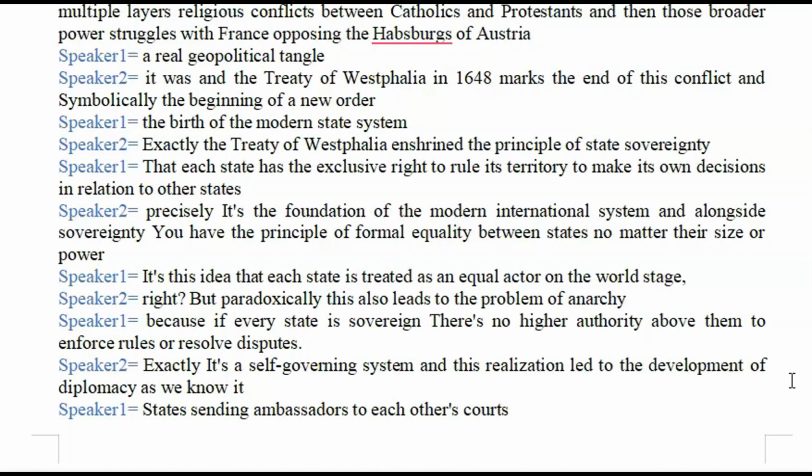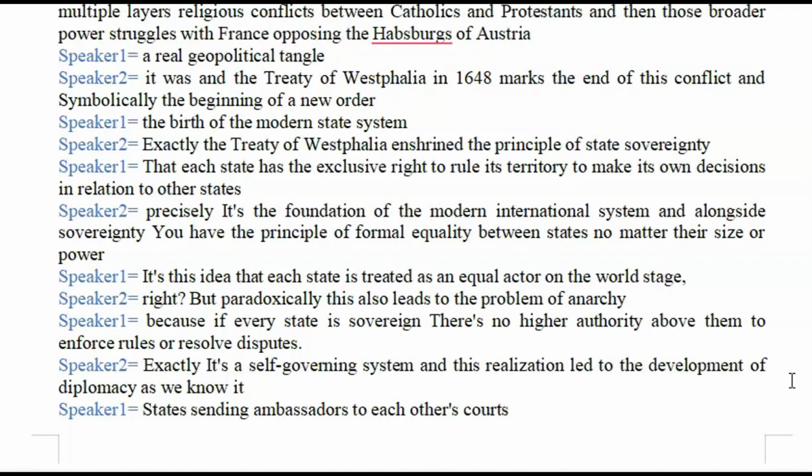Exactly. The Treaty of Westphalia enshrined the principle of state sovereignty. That each state has the exclusive right to rule its territory, to make its own decisions in relation to other states. Precisely. It's the foundation of the modern international system. And alongside sovereignty, you have the principle of formal equality between states, no matter their size or power. It's this idea that each state is treated as an equal actor on the world stage.